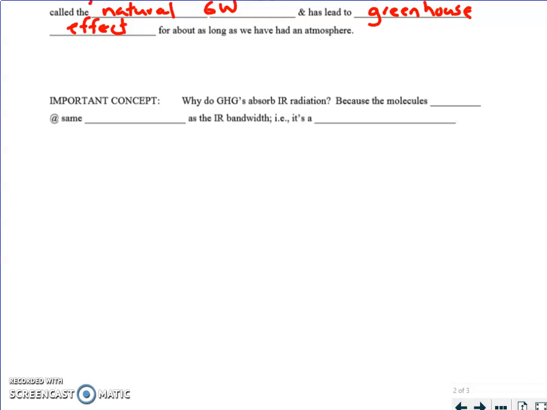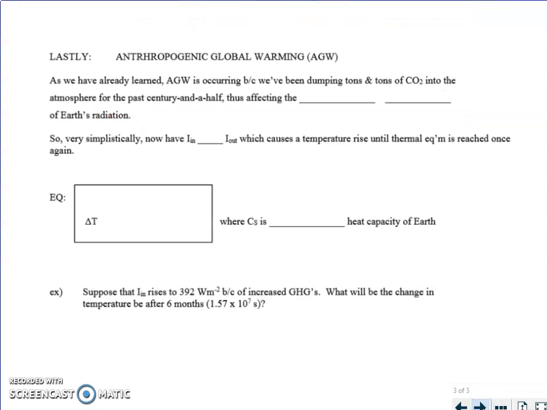Okay, so let's remind ourselves, why do greenhouse gases absorb infrared radiation? Because we know that the molecules vibrate at the same frequency as infrared. There's an overlap. In other words, it's a resonance effect. So in IB, you might be asked to explain that qualitatively and go into some detail without necessarily having to do the numbers. Okay, so now let's get to the AGW, anthropogenic global warming.